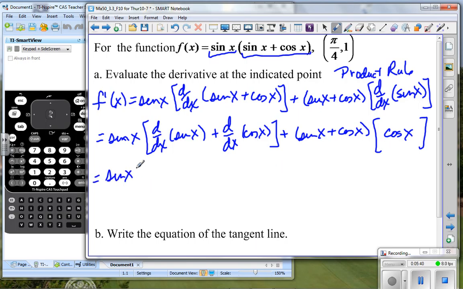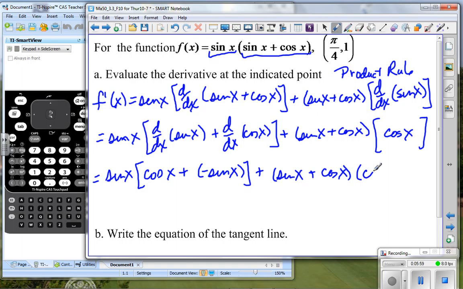So we have sine x. Again, the derivative of sine x is cosine x. The derivative of cosine x, and go back and look at that, is the opposite of sine x, plus sine x plus cosine x, that factor, times cosine x.